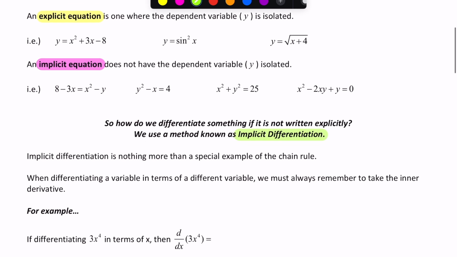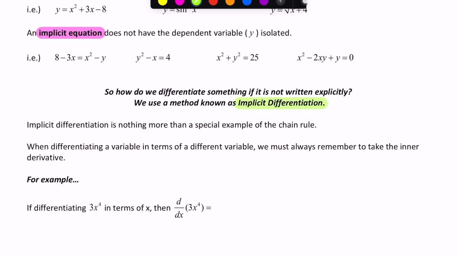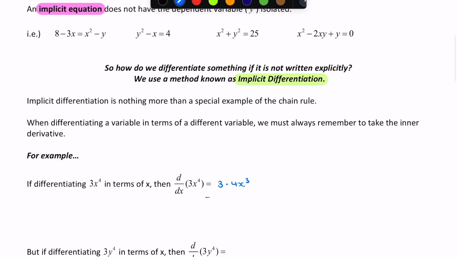For example, if we differentiate 3x to the power 4 in terms of x, then d over dx is equal to 3 times 4x cubed, which is equal to 12x cubed.